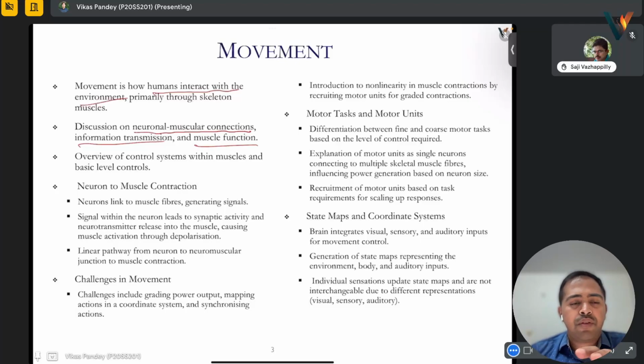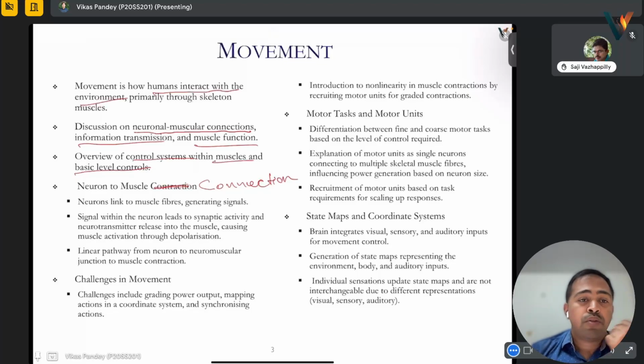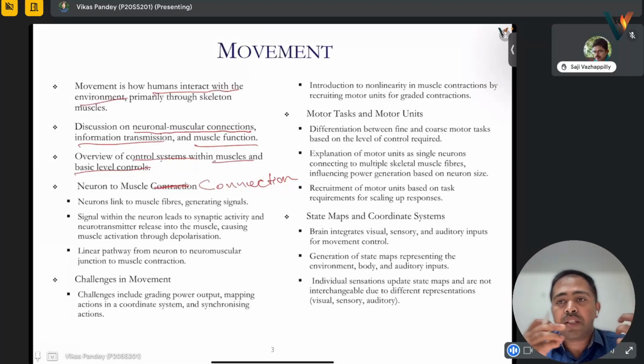And also we have seen the overview of control system within muscles and basic level control. So what is this neuron to muscle connection? Not contraction, it will be connection. The neural link to muscle fiber is connected through generating signals, or we can say we have learned about action potential and these things. Now we are well aware of these things, right? This is the way signals get transmitted from neuron to the muscle fiber. So signals within the neuron need synaptic activity and neurotransmitter release into the muscle.